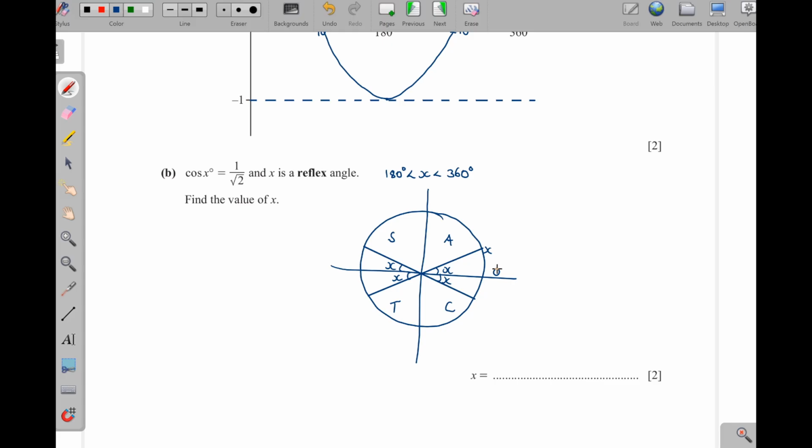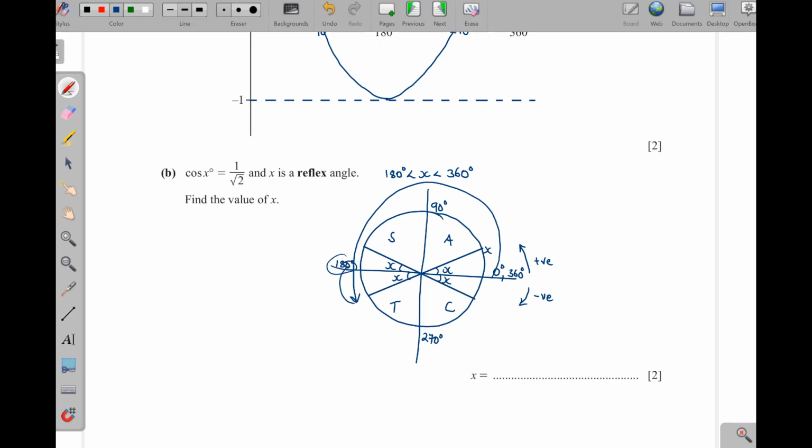Now, this is 0 degrees. When you go anti-clockwise, the angles are positive. When you go clockwise, the angles are negative. So this one will be 90 degrees, then 180 degrees, 270 degrees. By the time you come back here, this is 360 degrees. Are we there?